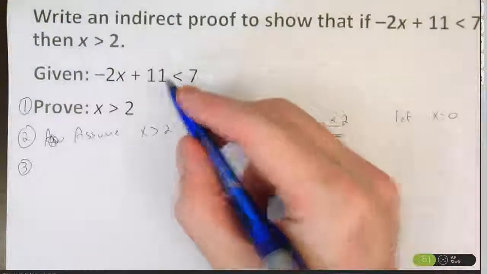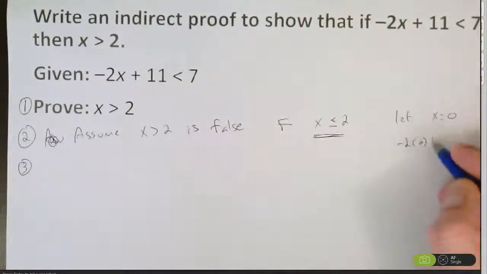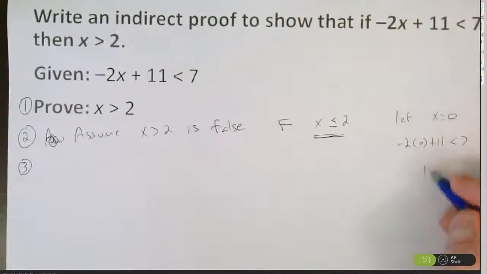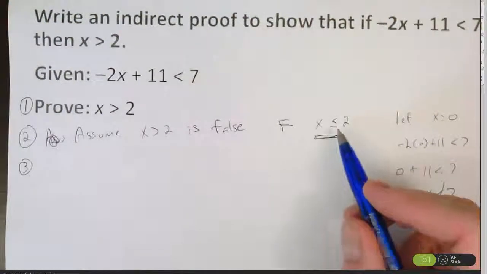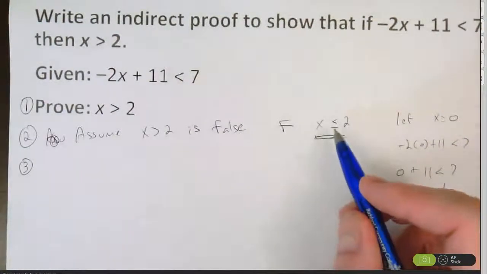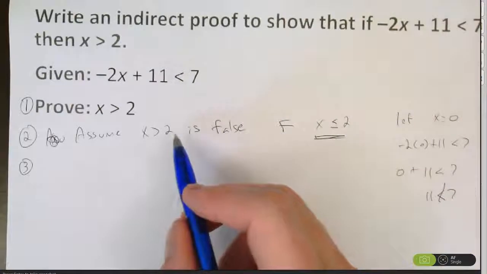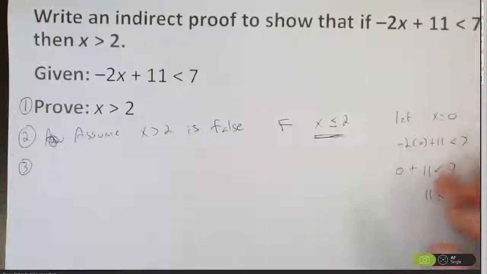And what you just do is you plug it in for x up here. Negative 2 times 0 plus 11 is less than 7. We get 0 plus 11 is less than 7, and 11 is not less than 7. There's what we call the contradiction. That's false. So what that means is, oh, this doesn't work because this was false, so x can't be less than or equal to 2. It must be greater than 2.